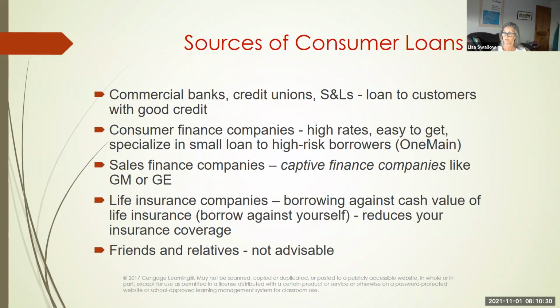You can get these loans from lots of different places. You can get them from your S&L, your commercial banks. Finance companies are ones that are associated with the organization, those are captive finance companies. Like, if I go to buy a car from GM, they have GM Finance. If I go to buy my appliances from GE, they have GE Finance. So it's another company that they own that generates profits for GE or GM.